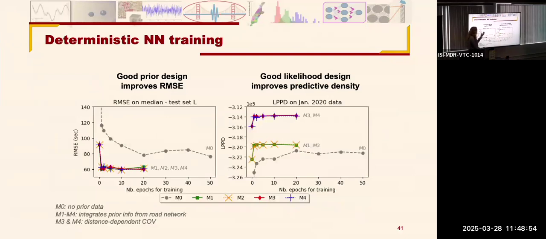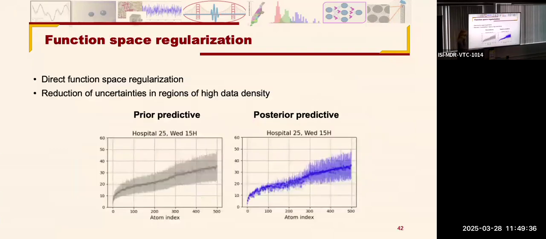Once again, what we saw is that if you add information from the prior, you have a better prediction in the mean, because it helps your algorithm generalize better. And if you have a good likelihood design, we measure that using the log predictive density. So when you optimize both mean and uncertainty prediction, you need to look at different metrics of accuracy. It's not just the root mean squared error, but you need calibration and things like this.